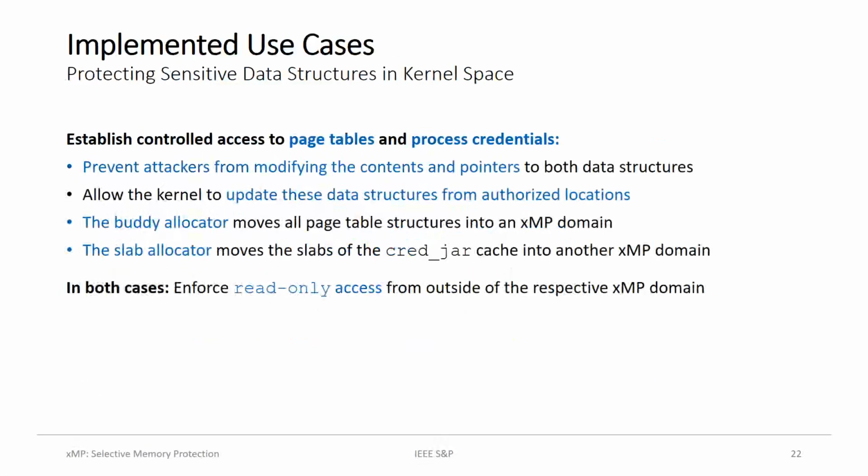As part of our work, we have applied the xMP primitives to establish controlled access to the process page tables and credentials. Our goal was to leverage xMP to prevent attackers from illegally modifying the contents and the pointers to any instance of both data structures. At the same time, xMP has to allow the kernel to update these structures from authorized locations. To achieve this, we use the modified buddy allocator to place new sets of page tables into a dedicated xMP domain. Similarly, we use the modified slab allocator to protect all instances of struct cred in another xMP domain. In both cases, we enforce read-only permissions from the outside of the respective xMP domain.